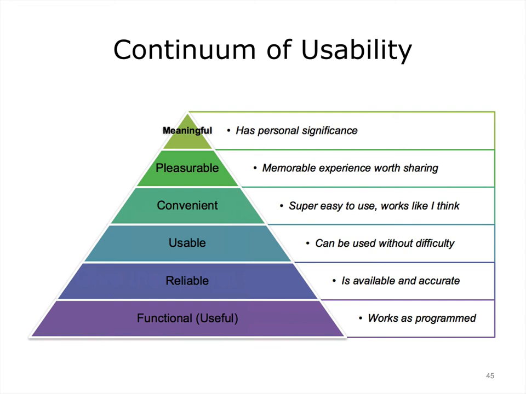The third layer of the pyramid is usable, in that the thing can be used without difficulty. The fourth layer is convenient. It is super easy to use, works like I think. The next to the top layer is pleasurable. The device provides a memorable experience worth sharing. The topmost layer of the continuum of usability pyramid is meaningful, in that the thing has personal significance.